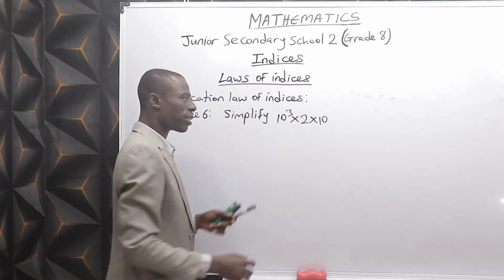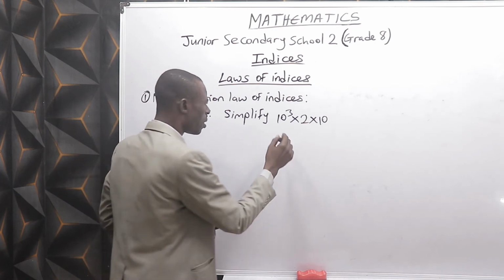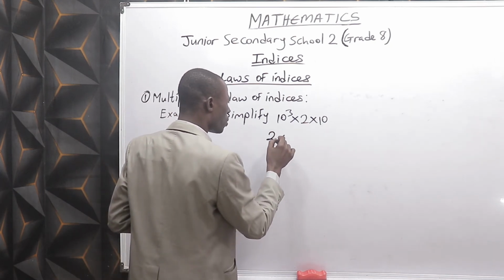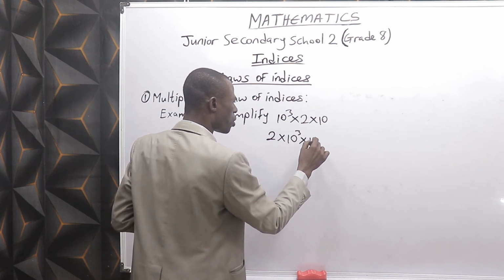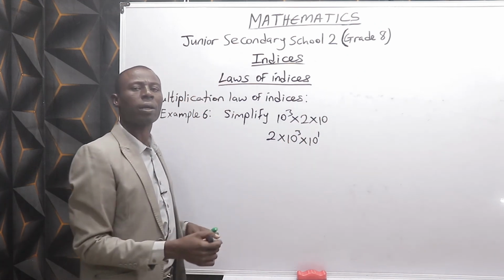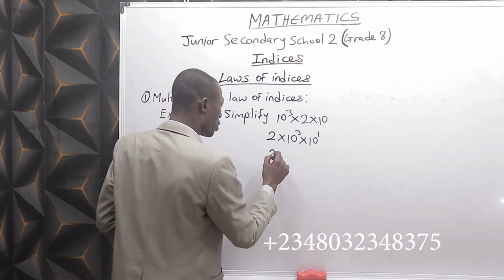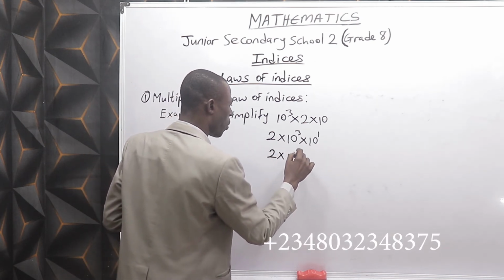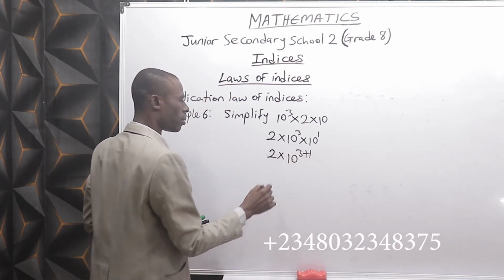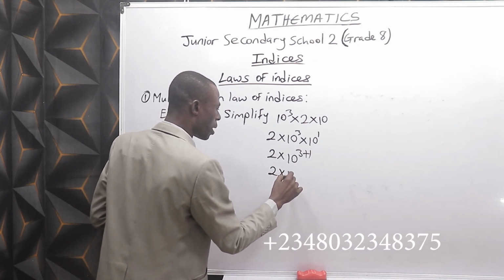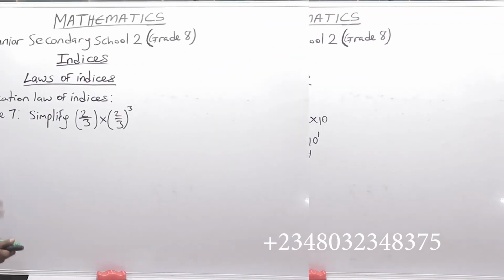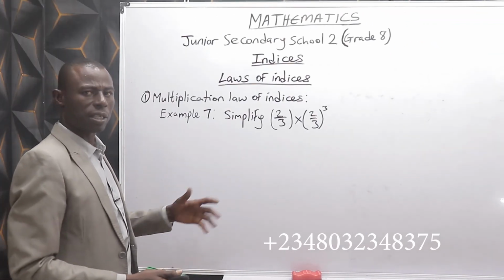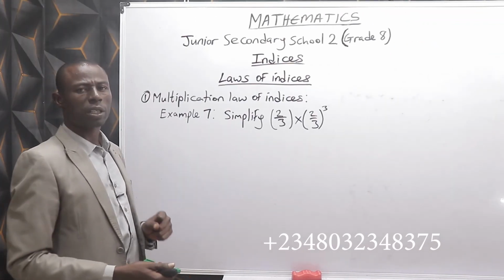Simplify 10 raised to power 3 times 2 times 10. Then we have 2 times 10 raised to power 3 times 10 raised to power 1. You indicate the power 1 on that 10. So which is 2 times 10 raised to power 3 plus 1. 2 times 10 raised to power 4. And that is it. Let's consider this last example on multiplication.